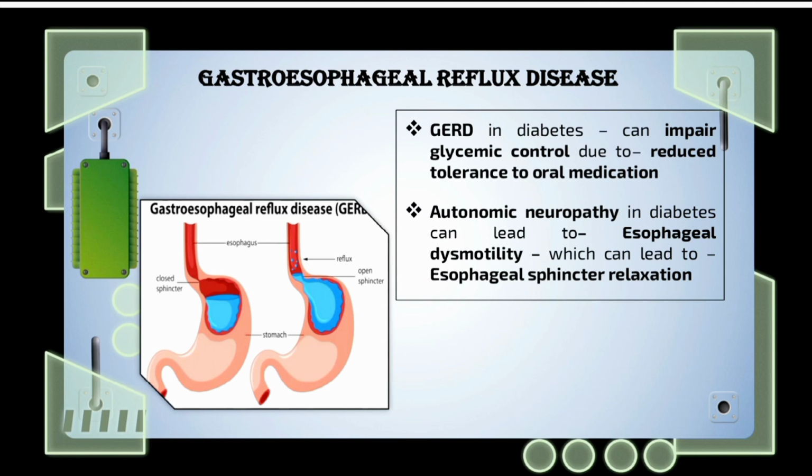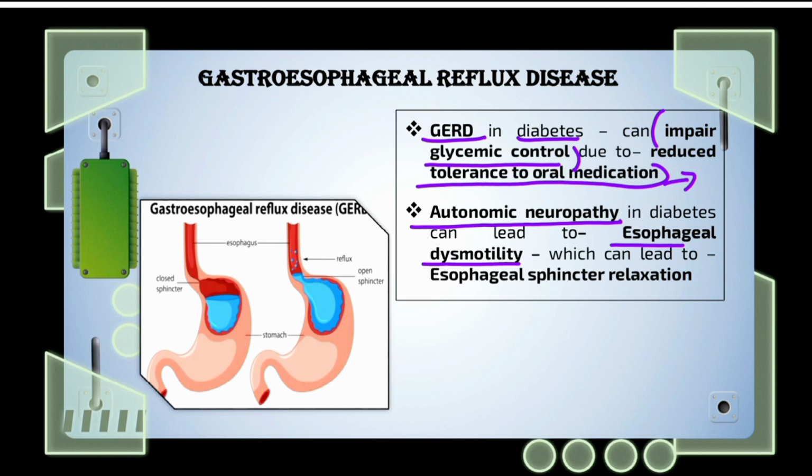It is also seen that GERD in diabetes can impair the glycemic control in any patient with diabetes. Why? It is because of the reduced tolerance of oral medications by such persons, as we have seen that regurgitation is very common in GERD. Apart from that, the autonomic neuropathy in diabetes can lead to esophageal dysmotility, as we have already discussed, and this esophageal dysmotility can lead to relaxation of the esophageal sphincter, which will further lead to the development of gastroesophageal reflux disease, as the reflux will be very common after the relaxation of this sphincter.